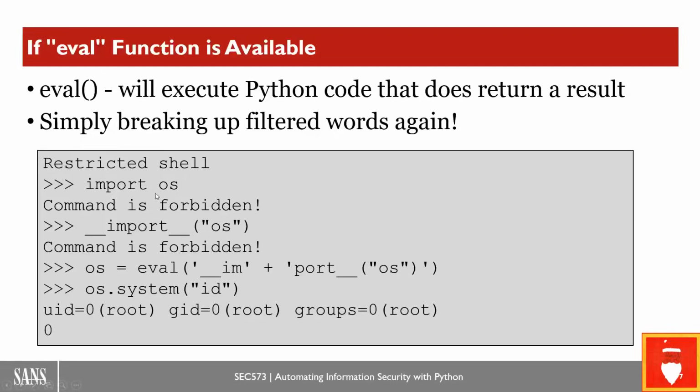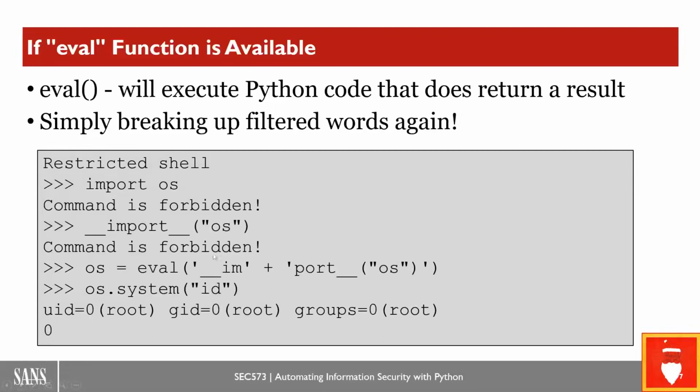So another way I could import os is I could call the import function and pass it os. So underscore underscore import underscore underscore is a function version of the import command. So here I'm going to try and call the import function and import os. And again, you can see the command is forbidden. Why? Well, because the letters IMPORT are on my line, and that's being filtered by that input filter. But I can take this and break it down into two strings.